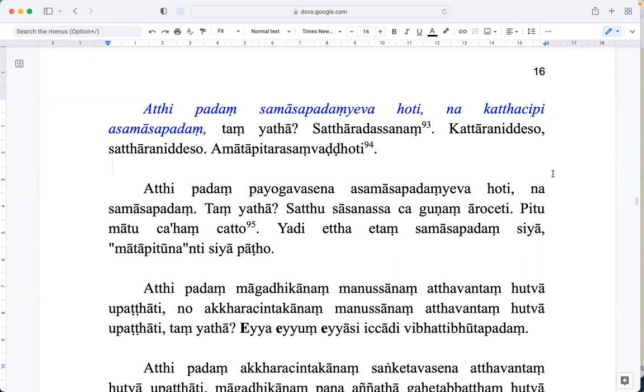And another word is Amada Bidara Sanwido. Here it is Bidara, not Bidara. Amada Bidara Sanwido.